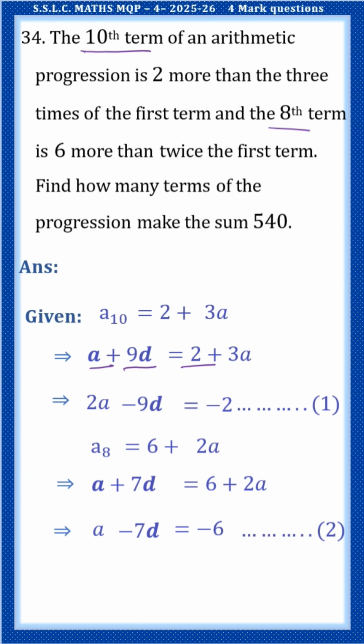Observe the equations. You can solve it by the elimination method, but it is laborious to do that. So now let us follow the substitution method. Observe equation 2. Here we can find a, the first term, in terms of d: a is equal to 7d minus 6.